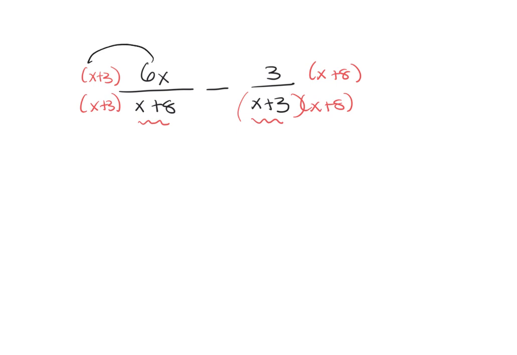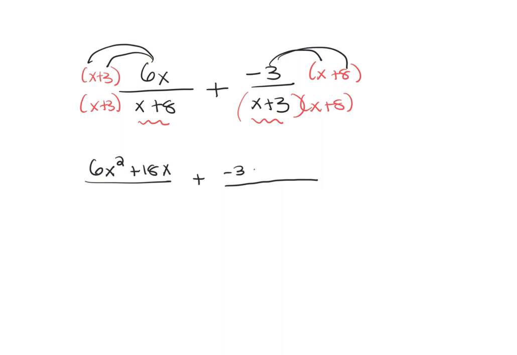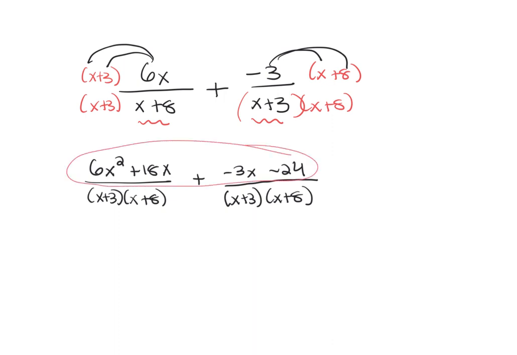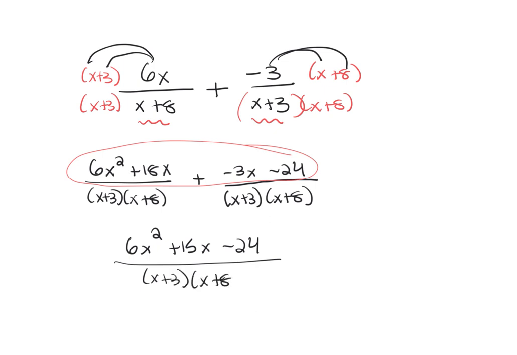Okay, so on both sides, I'm going to distribute. But when you have subtraction, I want you to think add the opposite and distribute a negative 3. So I will have 6x squared plus 18x and minus 3x minus 24. And then once I have that common denominator, I can just combine my numerator. So I will have 6x squared plus 15x minus 24 over x plus 3, x plus 8.